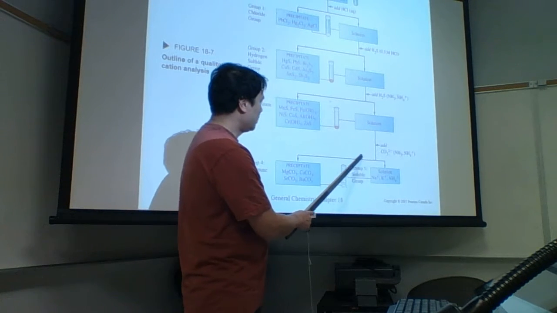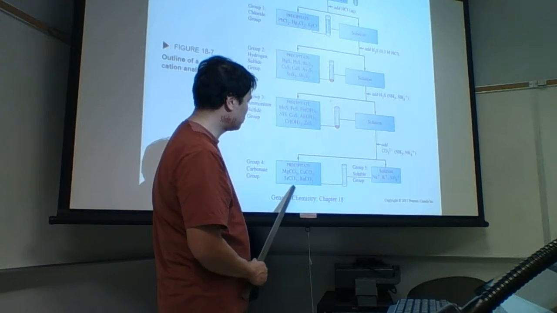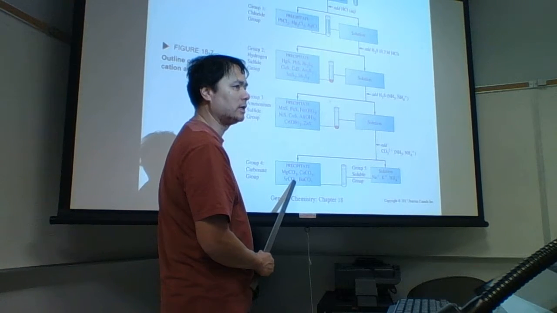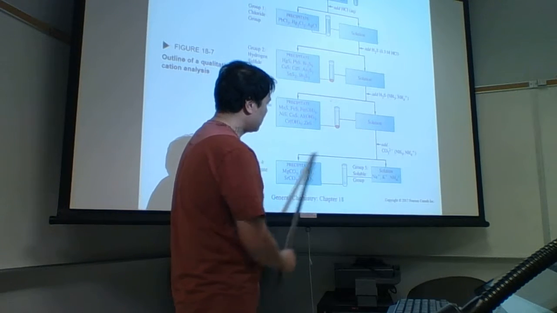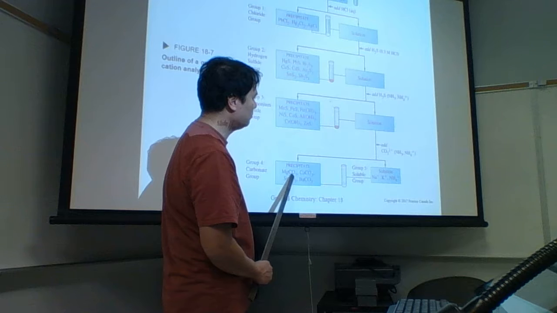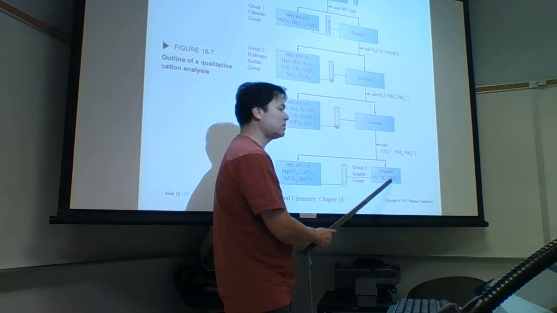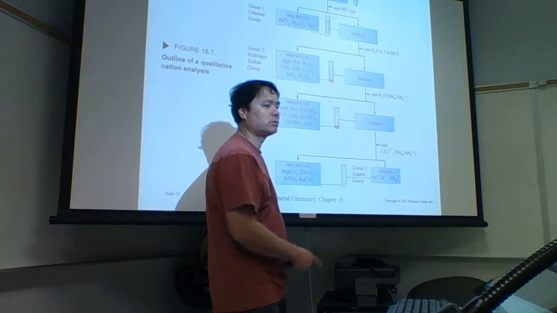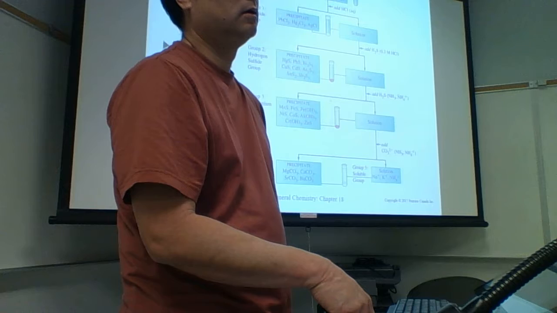Finally, we can add some carbonate here. When we add the carbonates, we get these: magnesium, calcium, strontium, barium. These ones are hard to precipitate. So these come out here. These are all soluble sulfides. And what's left over are what we call the soluble groups: sodium, potassium, ammonium. That's what's left over.